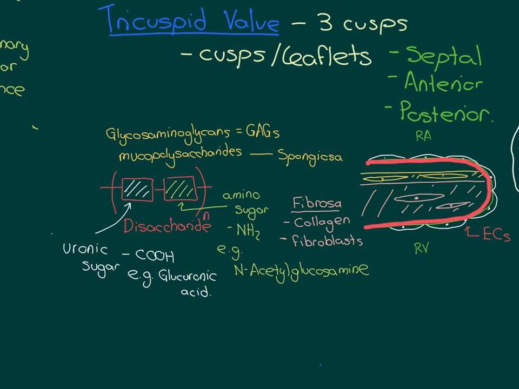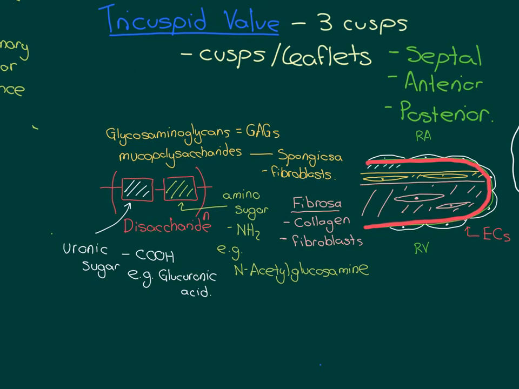Okay, so this spongiosa there then, it consists of glycosaminoglycans and of course fibroblasts. The fibroblasts are the things which have secreted the glycosaminoglycans. So it's a different form of connective tissue to the fibrosa layer. It's carbohydrate in nature rather than protein in nature. Okay, let's now go on to the final layer, which I'll colour in white up here.